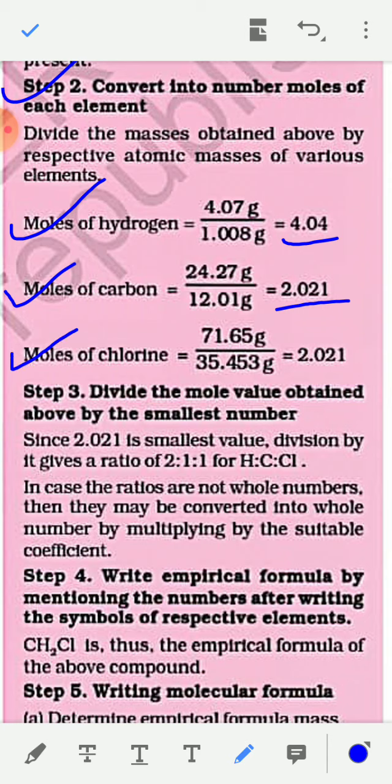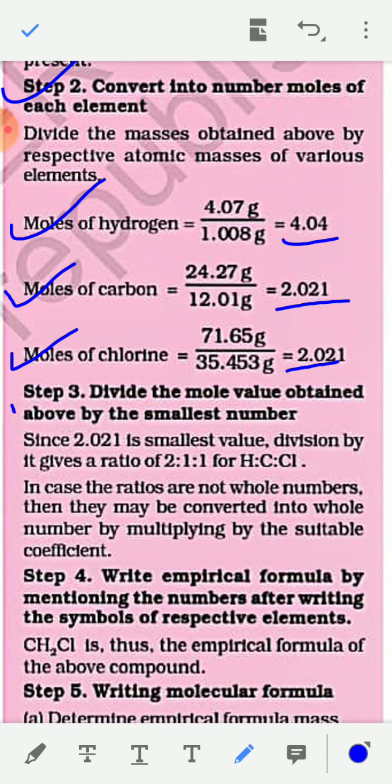Similarly, moles of chlorine will be equal to mass of chlorine divided by atomic mass of chlorine. So how to get the number of moles? Number of moles is equal to given mass of that element divided by atomic mass of that element. So in this compound, number of moles of hydrogen is 4.04, number of moles of carbon is 2.021, and number of moles of chlorine is 2.021.